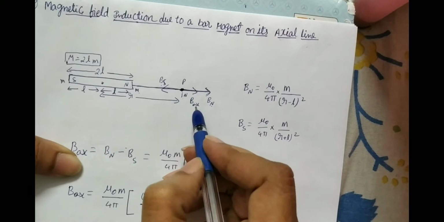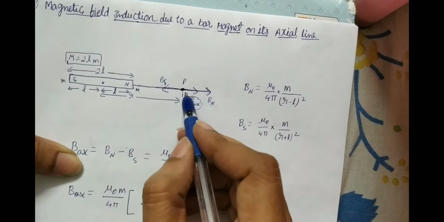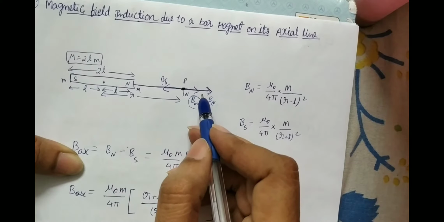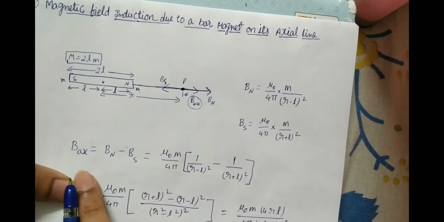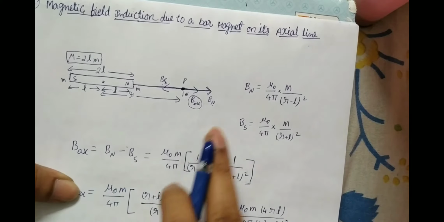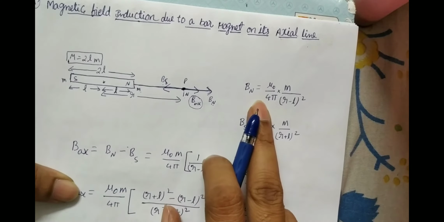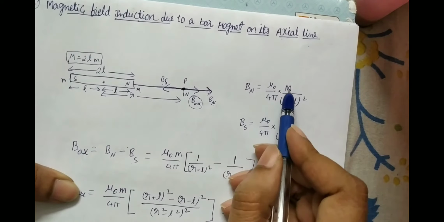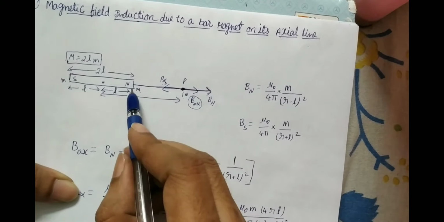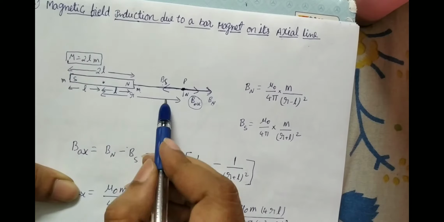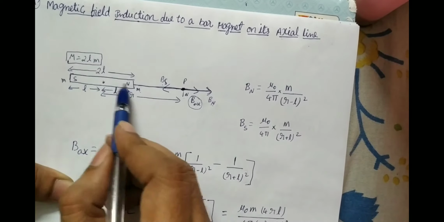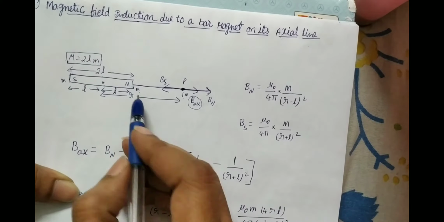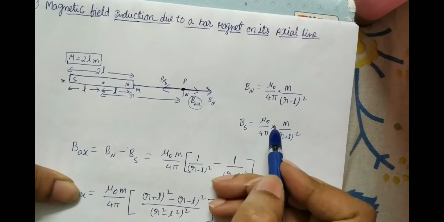If you want to calculate the total field, that is B axial, we can calculate the difference of these two fields, that is B axial equals Bn minus Bs. First we will calculate the field intensity due to the north pole. Field due to a single pole is mu naught by 4 pi, m by the distance between the point and the pole squared. Here the distance from the center is r and this distance is L, because the total length is 2L, so from here to here is L. That gives from here to here r minus L, whole square.